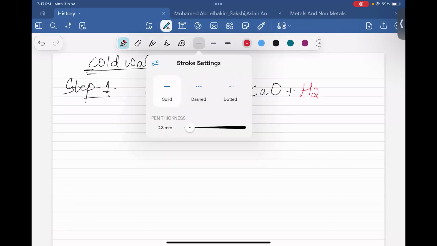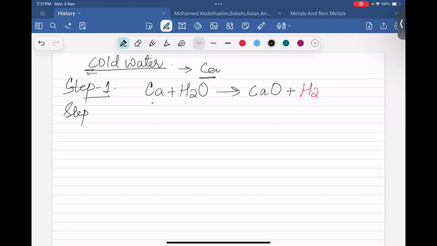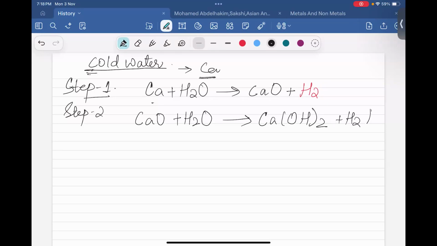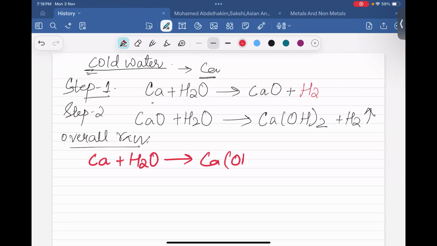The second step of this reaction: this calcium oxide again reacts with water, this cold water. They will do this by themselves, and there is formation of calcium hydroxide and H2 gas will release. So the overall reaction is just calcium plus water forms calcium hydroxide and H2 release.